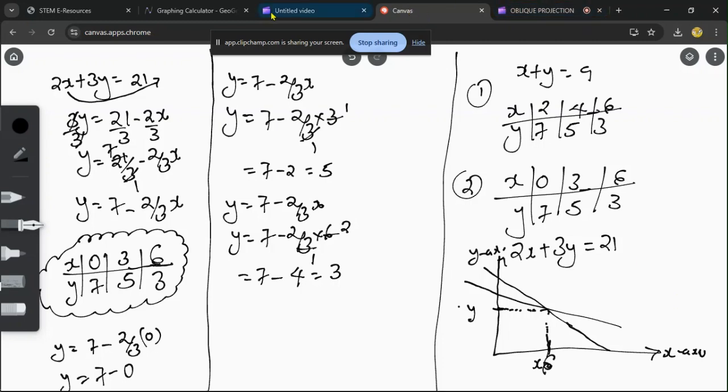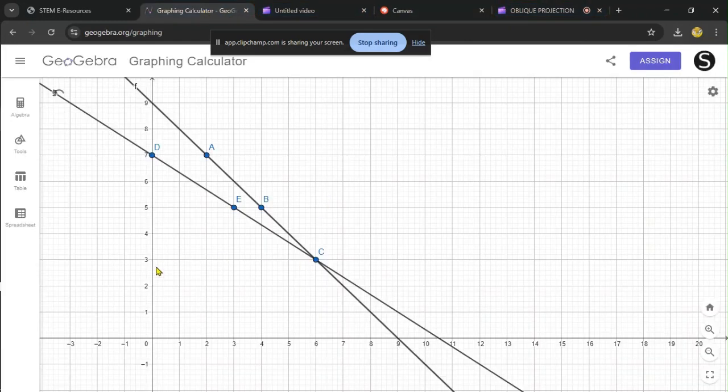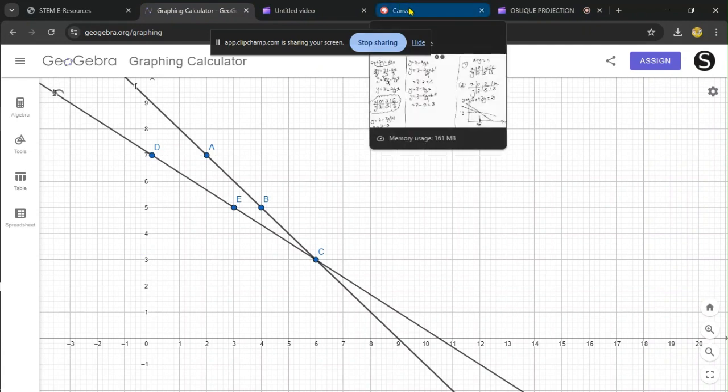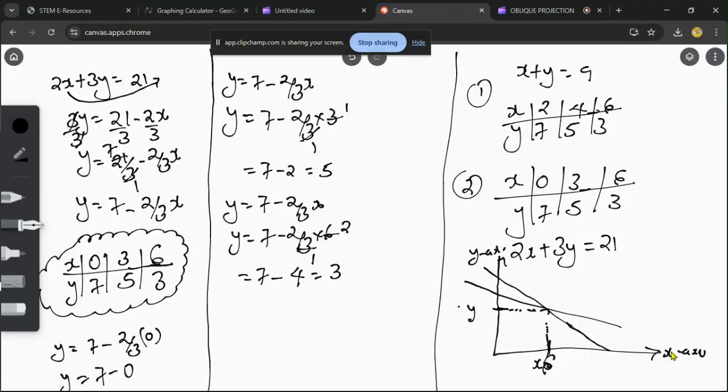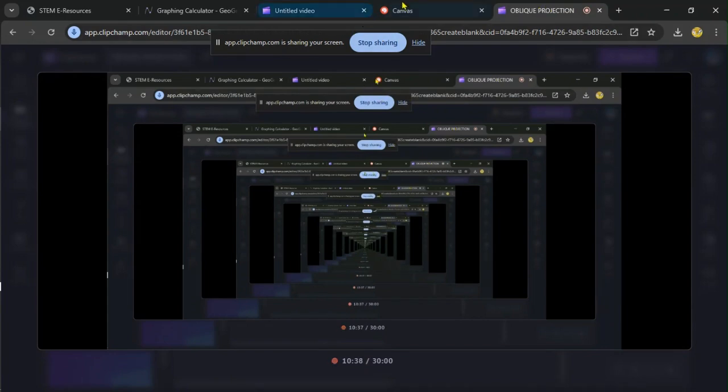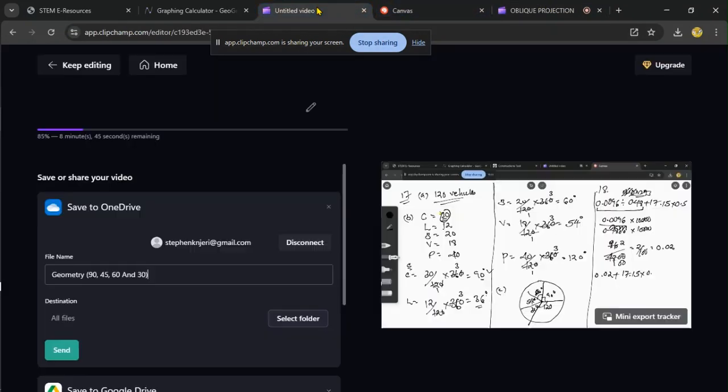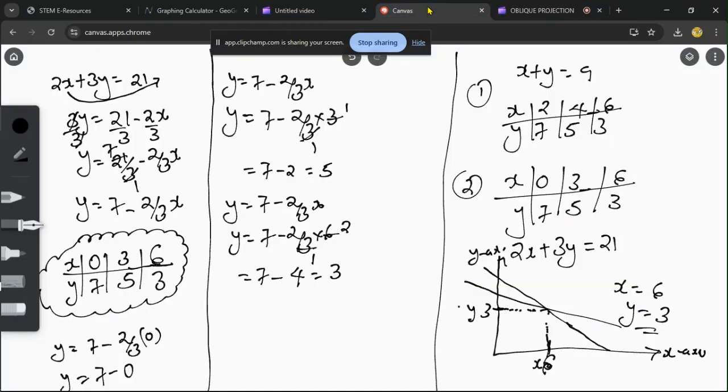And what about the value of y? The value of y reads 3. So here it is 3. So you'll say x is equal to 6, y is equal to 3. And you can see that with the three methods, the answers are exactly the same, as is supposed to be, because these three methods are just the same method of doing the same thing.